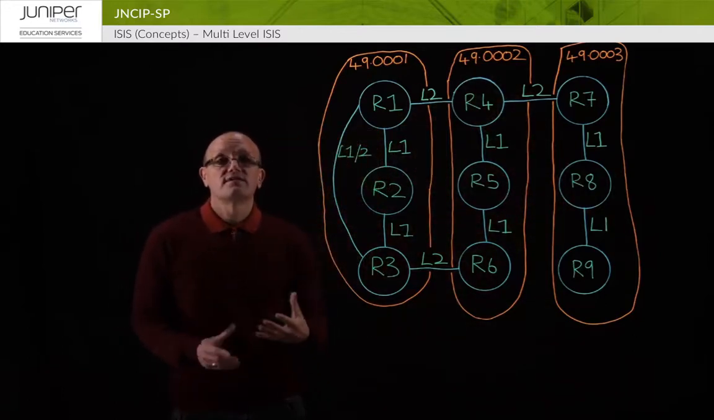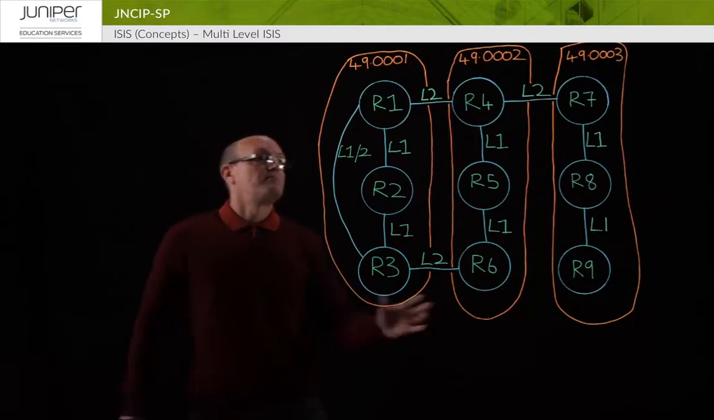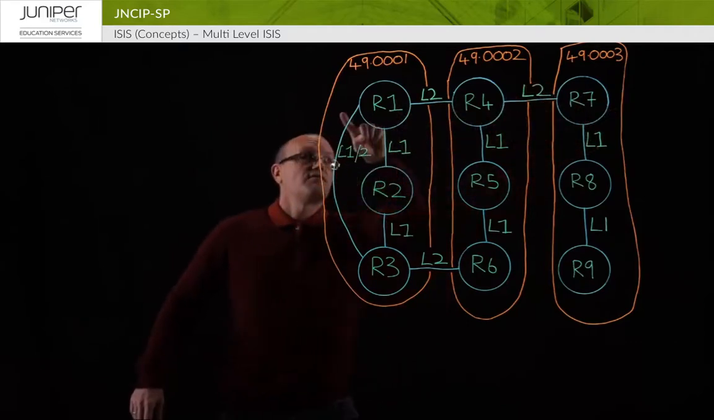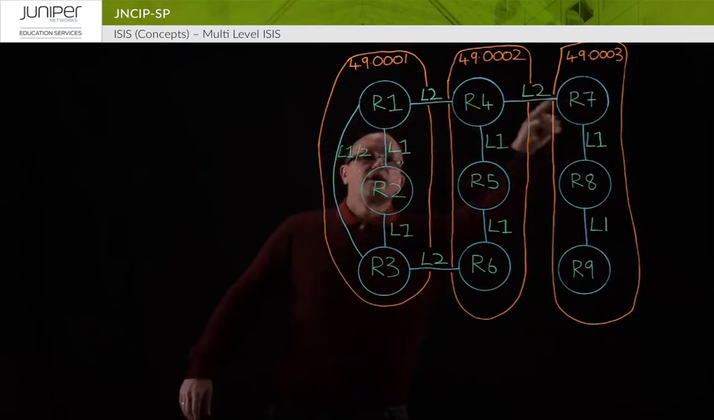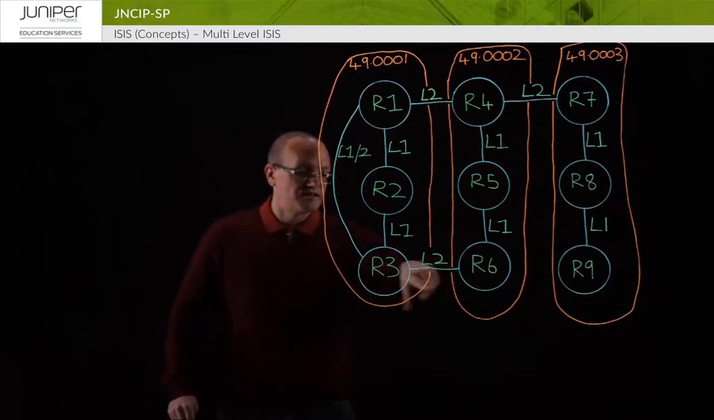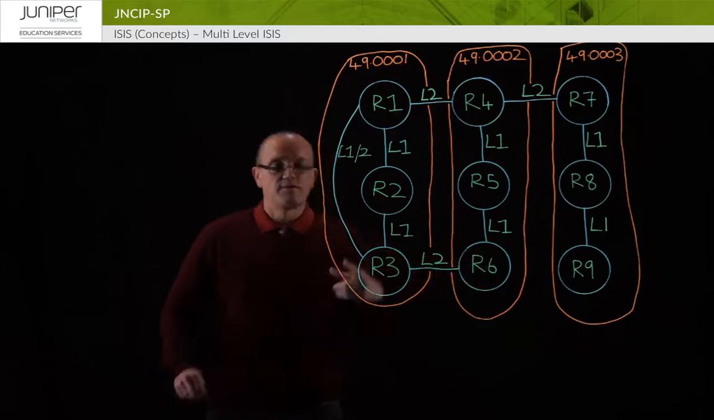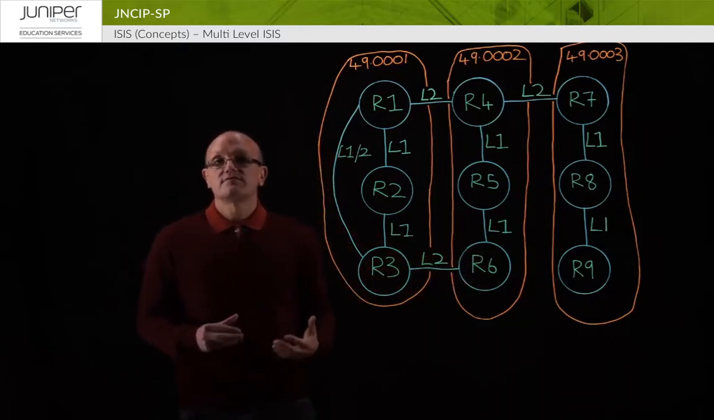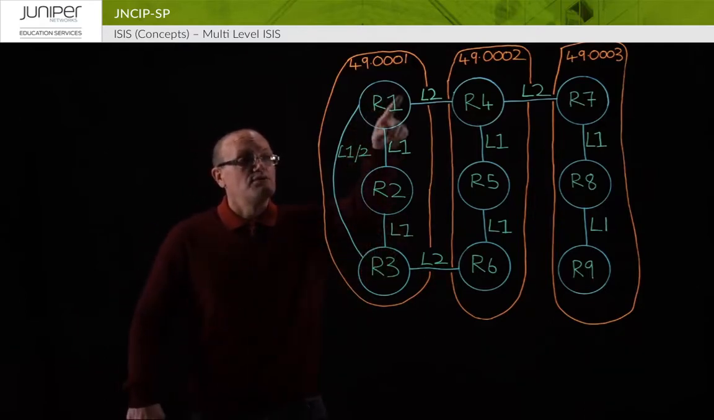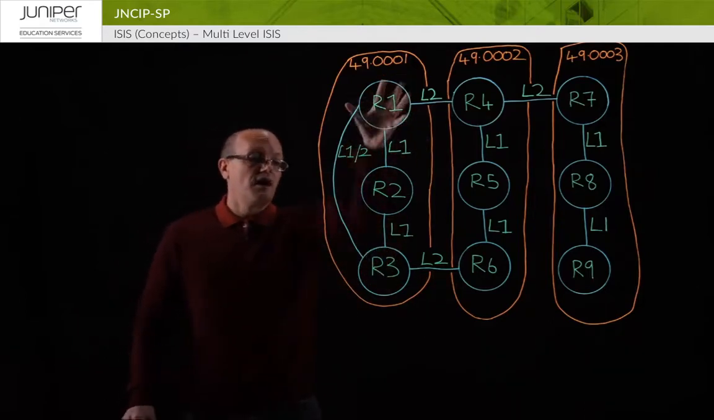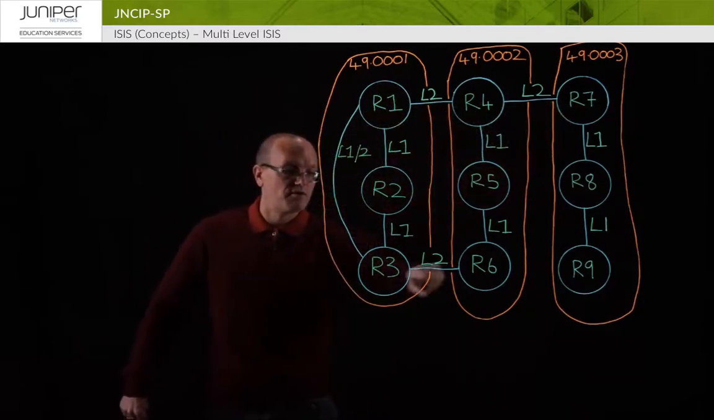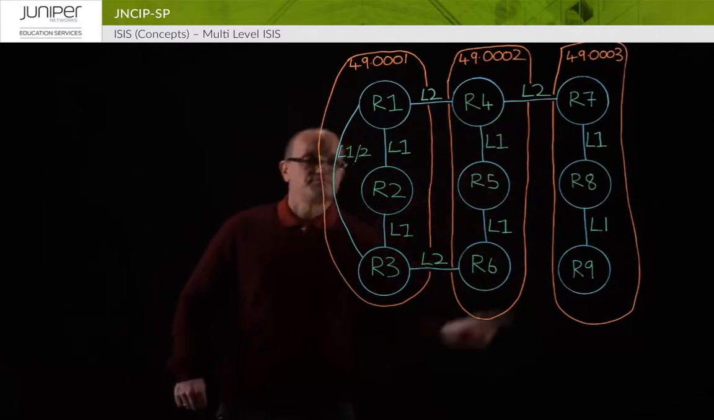So let's take a look at this level 2 backbone in this case here. You see we have it extending between these three areas, between R1, R4 and R7 here. And we've also got a level 2 adjacency between R3 and R6 here. We need to make this level 2 backbone contiguous. So we also need a level 2 adjacency going on between R1 and R3. So we then have this complete level 2 backbone running across all of these routers.